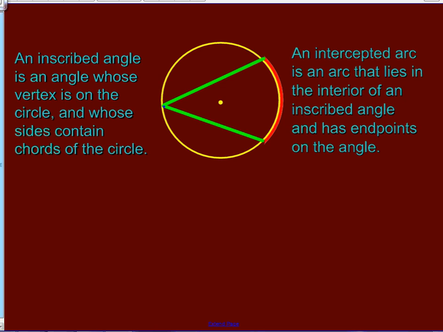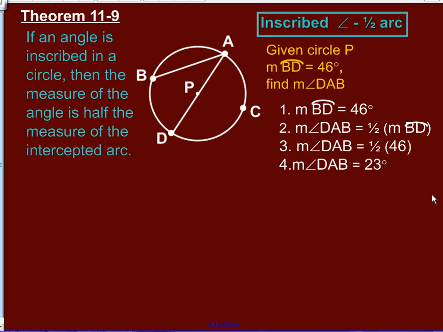All right, so the first theorem we have is theorem 11.9. It's called the inscribed angle theorem, if you want to get more specific, rather than just calling it theorem 11.9. And this theorem states that if an angle is inscribed in a circle, then the measure of the angle is half the measure of the intercepted arc.